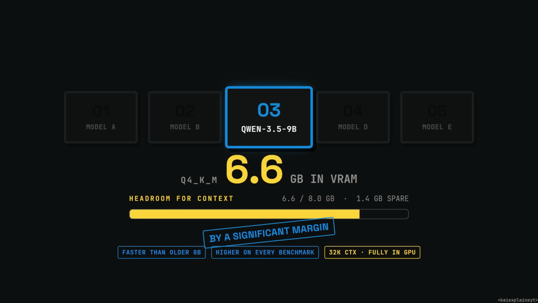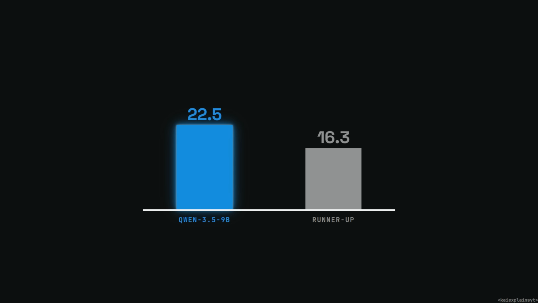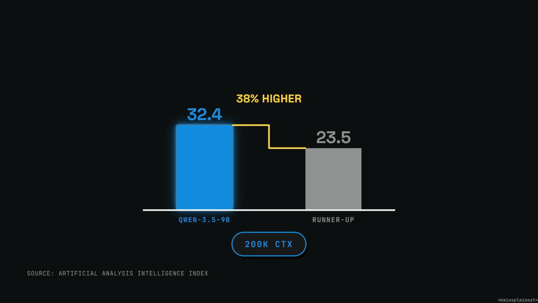On the Artificial Analysis Intelligence Index, it scores 32.4, 38% higher than the runner-up at this tier. It supports up to a 200K context window without major performance collapse. For daily coding, it's fast, accurate on functions and algorithms, and good at explaining its own output. Genuinely usable as a daily coding assistant if your codebase isn't massive.